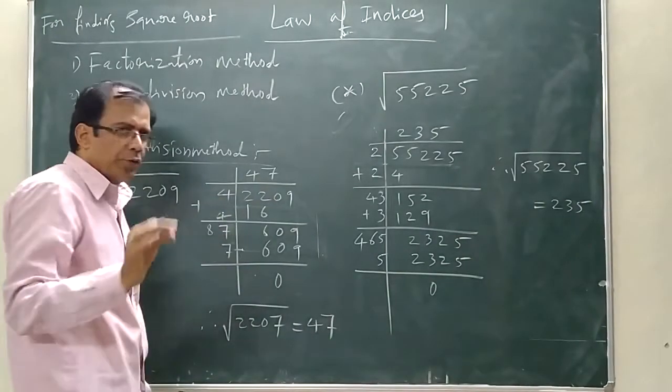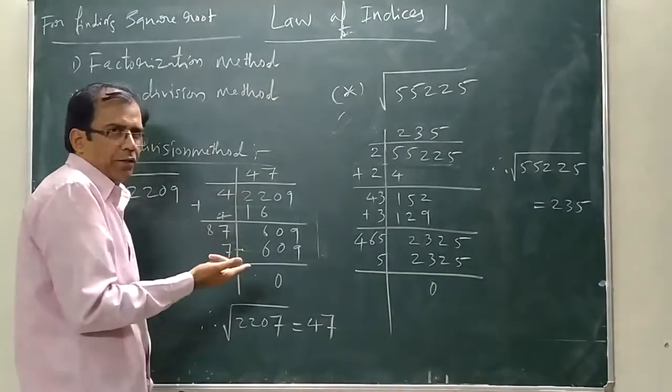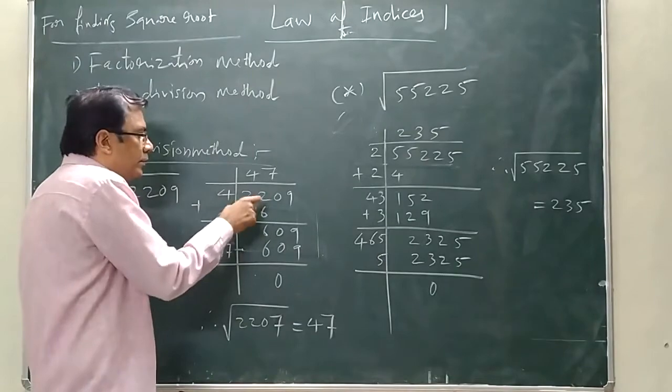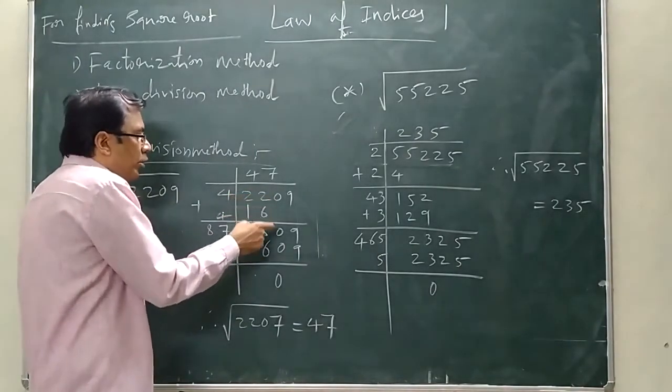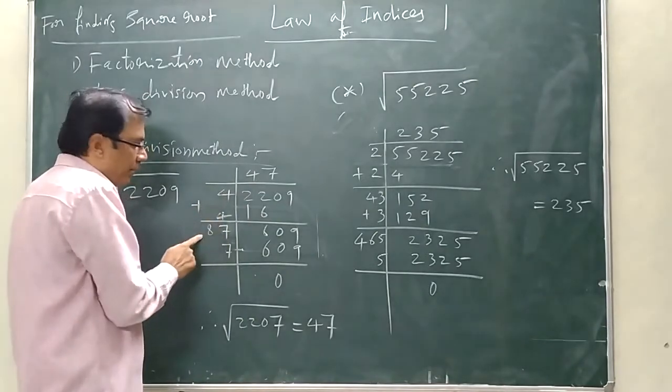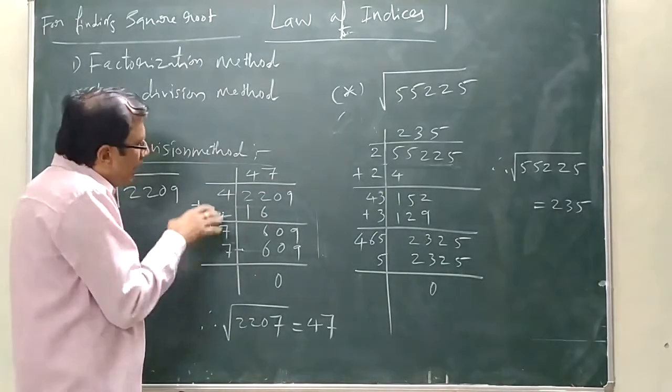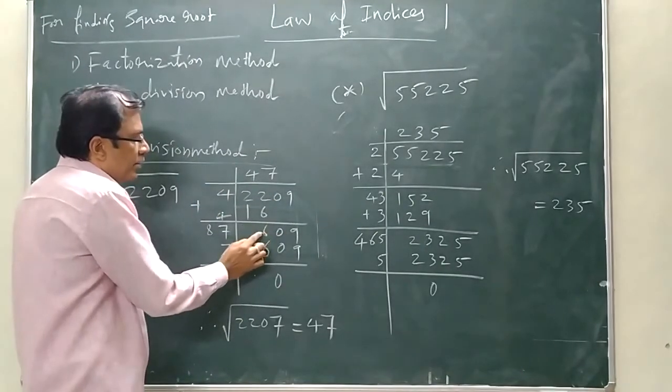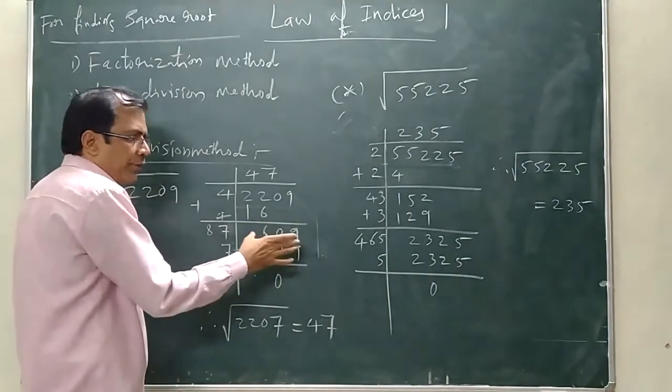4 into 4 you have to take, that will become 16. The 16 will be minused from 22, and you are left with 6. And 4 plus 4 becomes 8. And the remaining number 609 is left here.